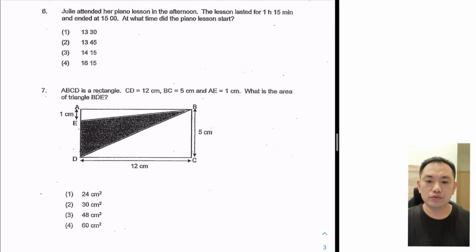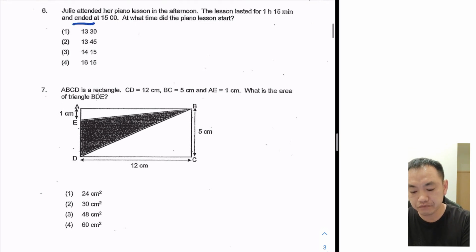Let's move on to question 6. Julie attended her piano lesson in the afternoon. The lesson lasted for 1 hour 15 minutes and it ended at 3 o'clock. Okay, ended at 1500 hours. At what time did the piano lesson start?